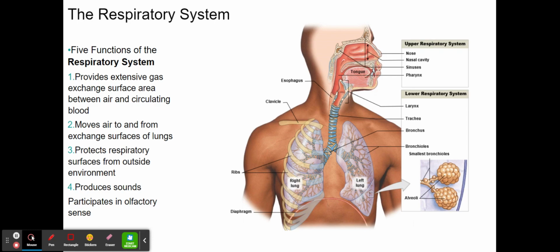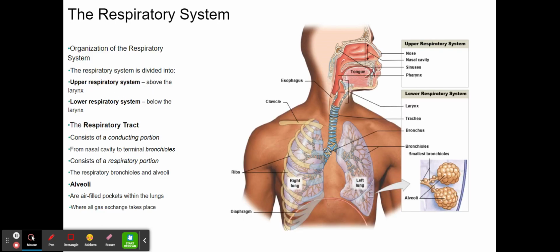3, protecting respiratory surfaces from dehydration, temperature change, or other environmental variations, and defending the respiratory system and other tissues from invasion by pathogens. 4, producing sound for speaking, singing, and other forms of communication. And 5, facilitating the detection of odors by olfactory receptors in the superior portions of the nasal cavity. In addition, the capillaries of the lungs indirectly help to regulate blood volume and blood pressure, and they do so by the conversion of angiotensin 1 to angiotensin 2.